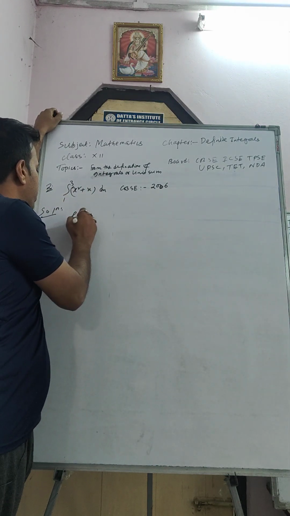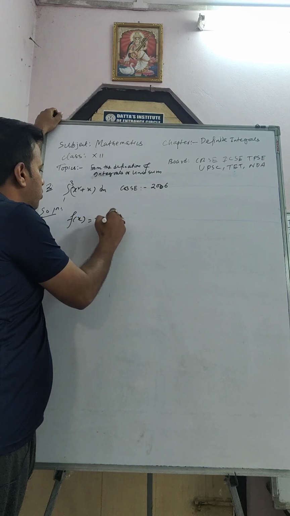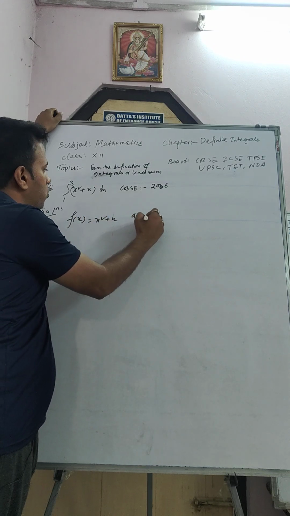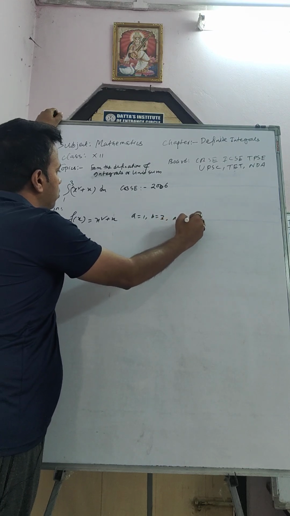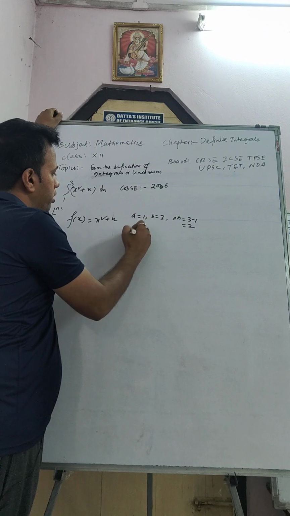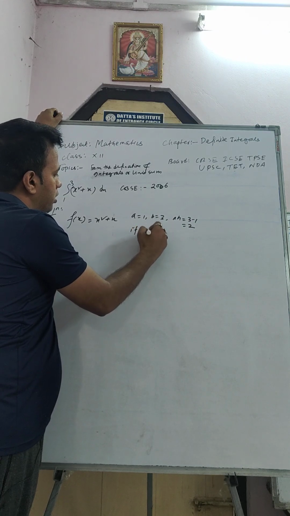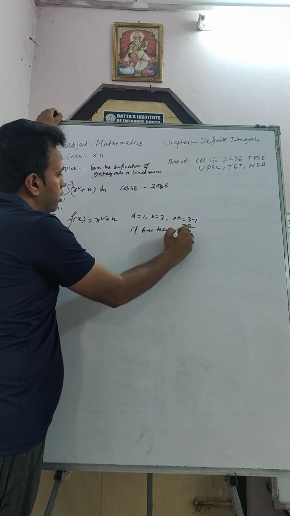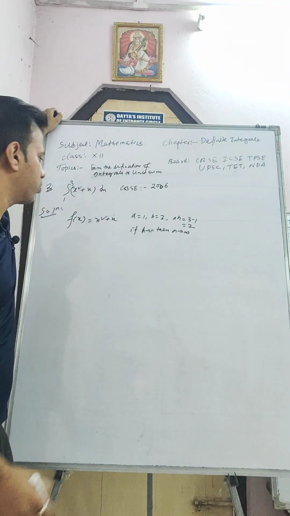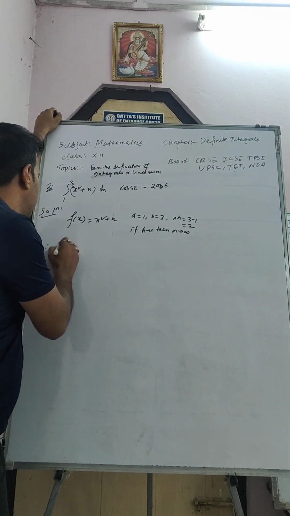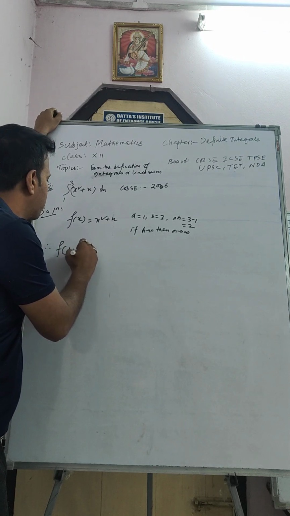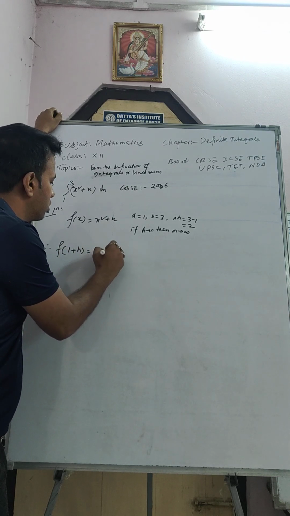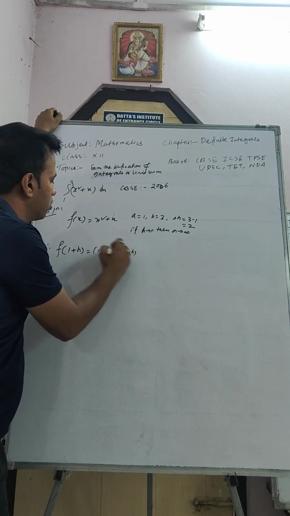Here f(x) is x square plus 1, a is equal to 1, b is equal to 3, then n is equal to 3 minus 1, that is 2. So if h tends to 0, then we can write n tends to infinity. Okay, these are common for all. Now I put x here, 1 plus h, so f(1 plus h) equals 1 plus h plus (1 plus h) whole square.